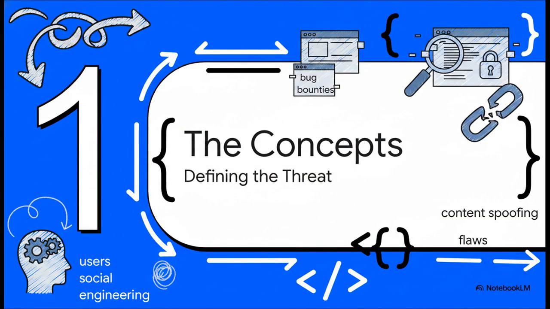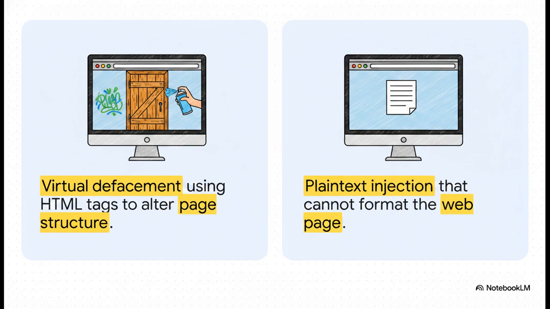Section 1. The concepts. Defining the threat. So, before we jump into the real-world bug bounties, let's get our definitions straight. At their core, both of these attacks rely heavily on social engineering, tricking users by manipulating a web page's underlying structure. But we have two distinct flavors here.